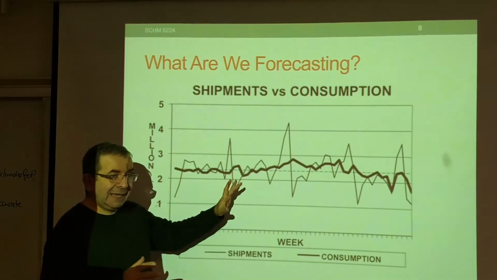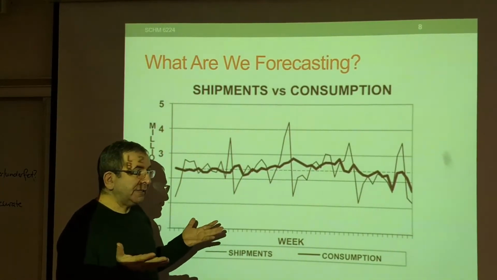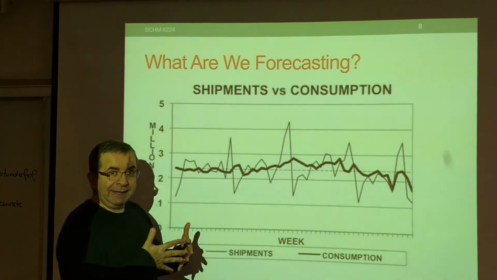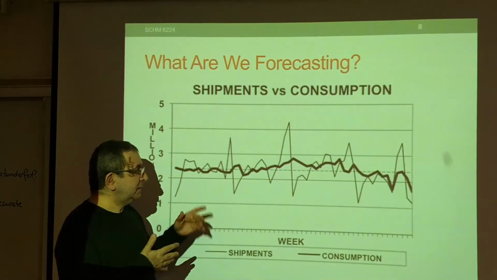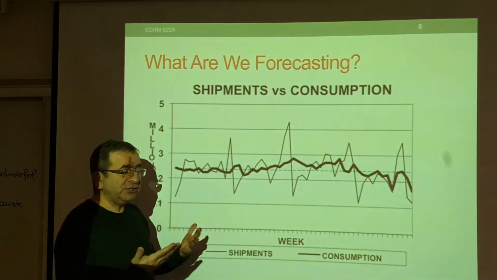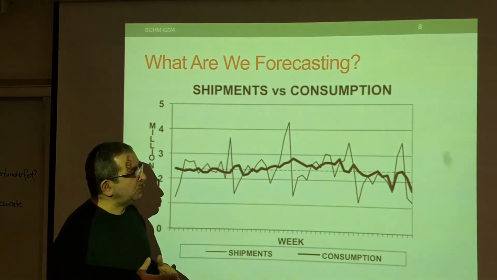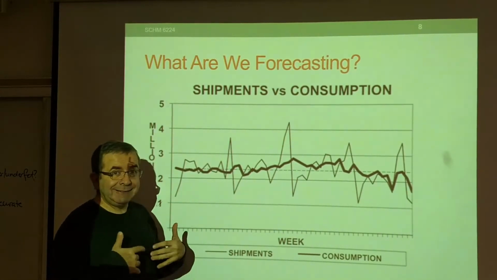You have the data, and then you have two time series. Apparently, they both show demand, but they look very different from each other. So the question is, which one should you forecast and which one should you use to make decisions?